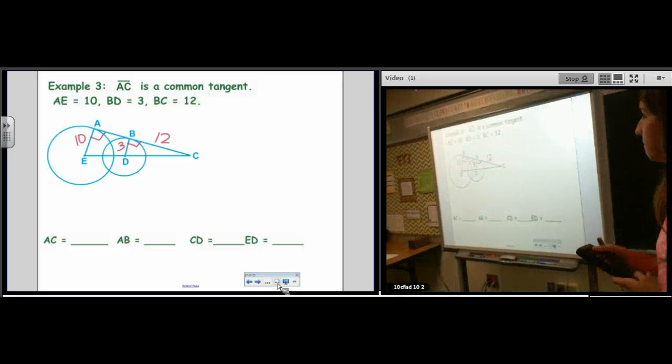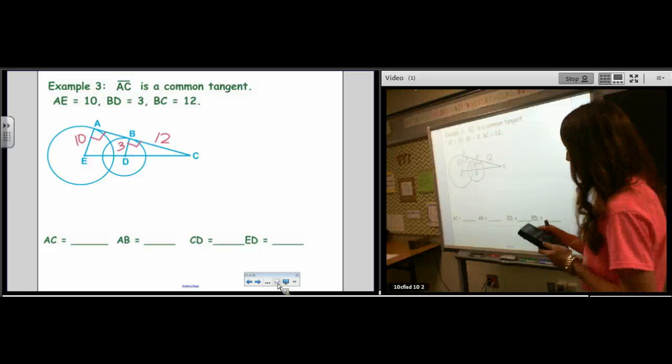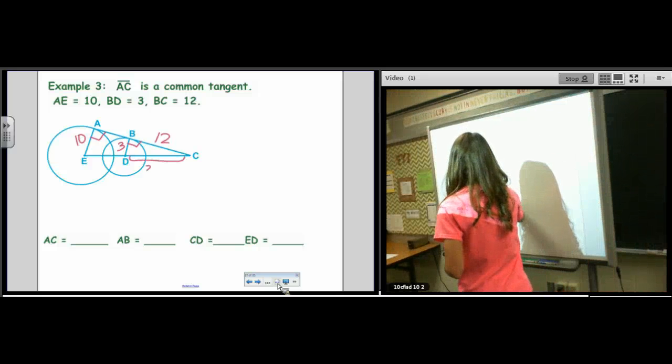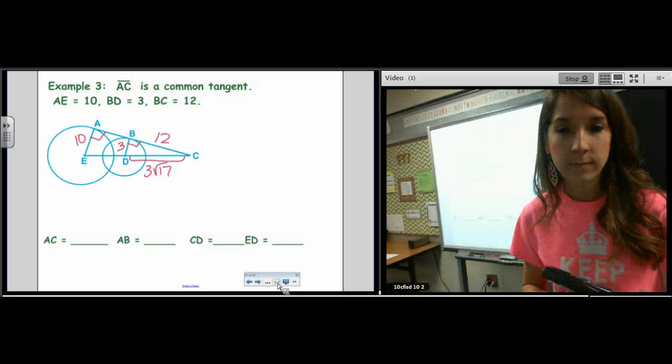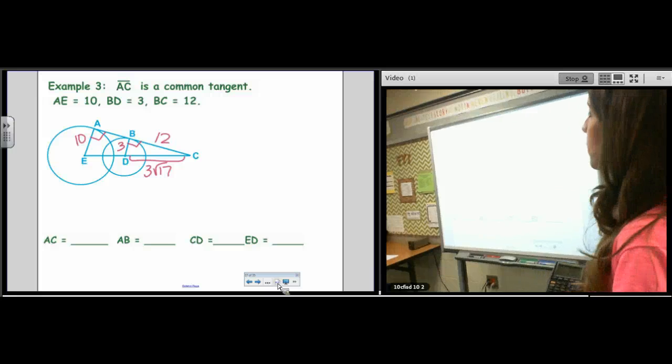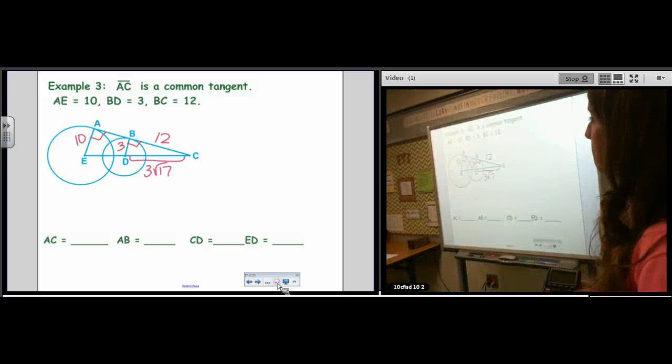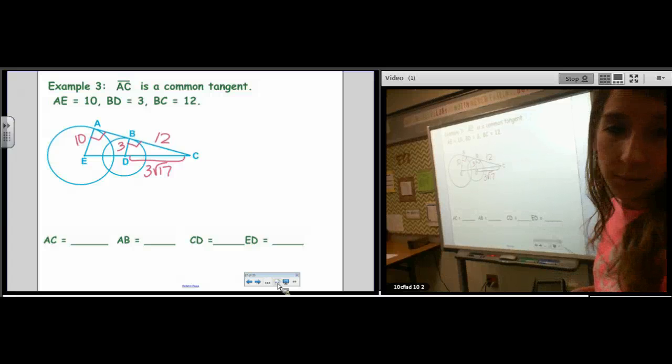Okay, so what do you want to do? Good old Pythagorean theorem. 3 squared plus 12 squared. We're going to have some radicals here. Pythagorean theorem, 3 root 17. Okay, what else do you want to do? What else do you see? How are we going to get our other missing ones?